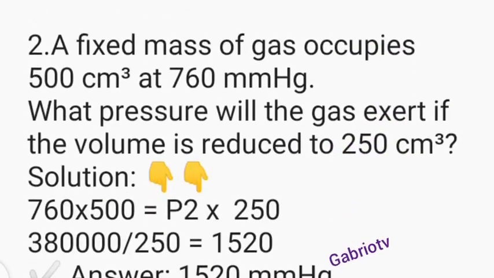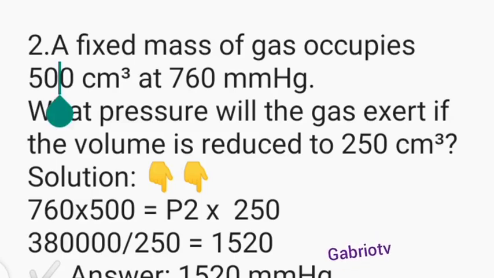Then let's look at the second question. A fixed mass of gas occupies 500 cm cube at 760 mmHg. That's your first volume and your first pressure. Pressure 1, volume 1 has been given to us straight in the question. What pressure will the gas exert if the volume is reduced to 250? So our P2 is not mentioned in the question, while our V2 is 250.